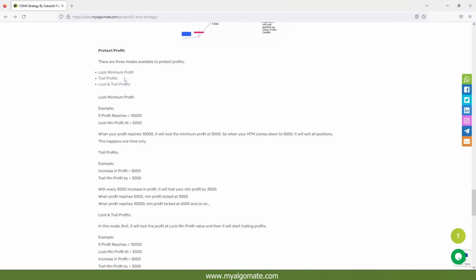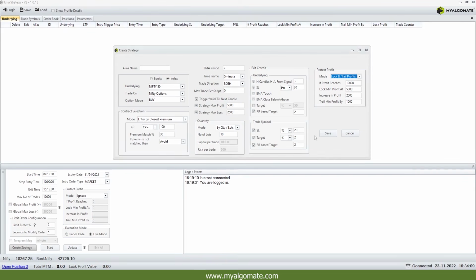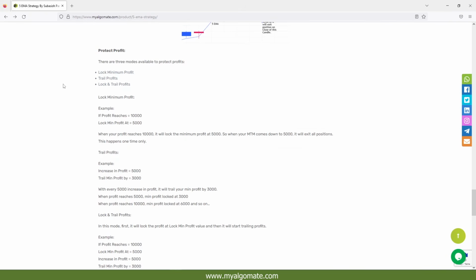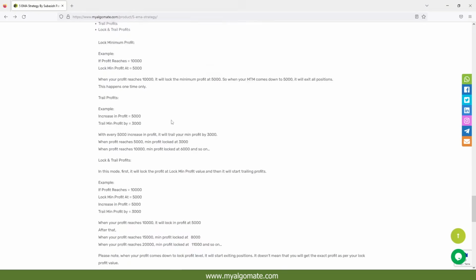So if you are using the lock minimum profit, let's say if you set the values equal to 10,000 and 5,000, then whenever your MTM reaches 10,000, it will lock minimum profit at 5,000. So your MTM will be gradually increasing from 0 to 10,000, and after that when it comes back below 5,000 it will exit the position.